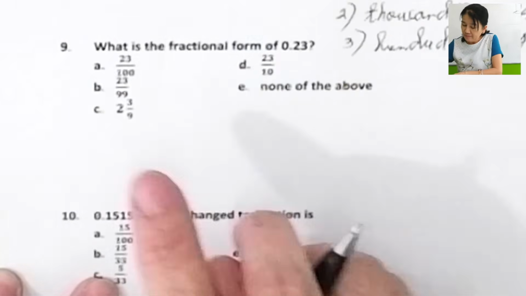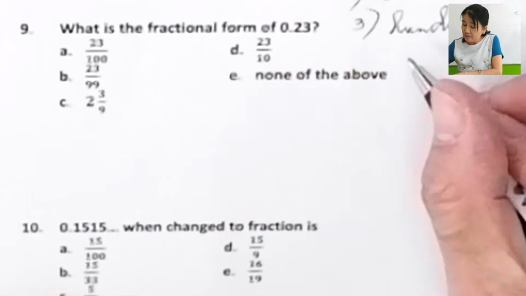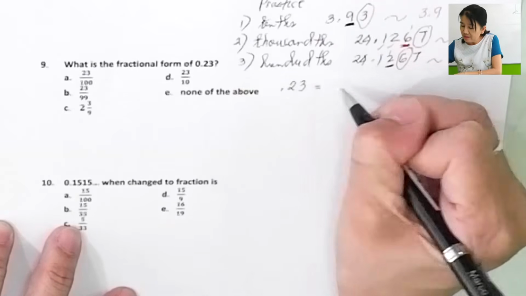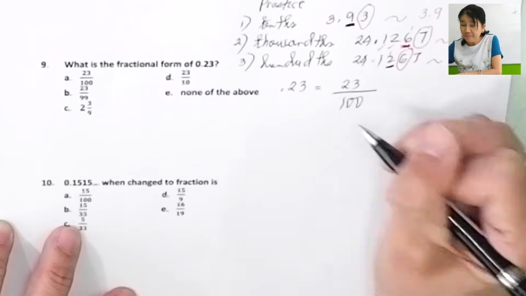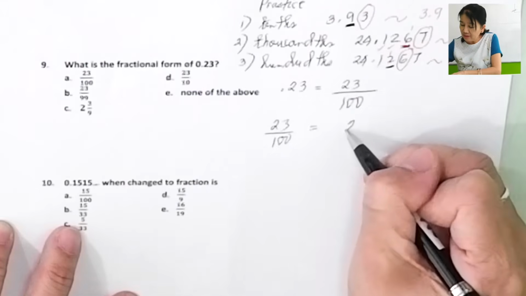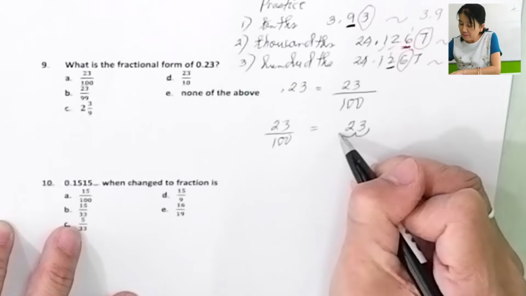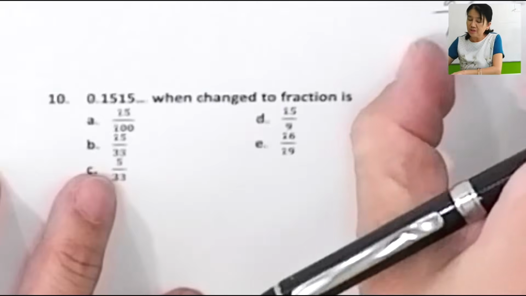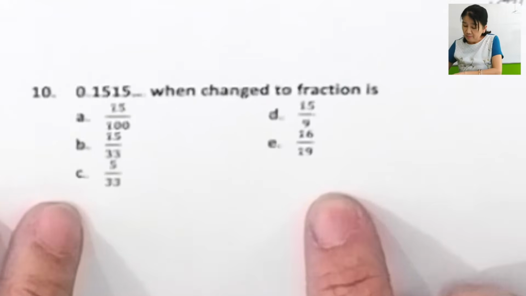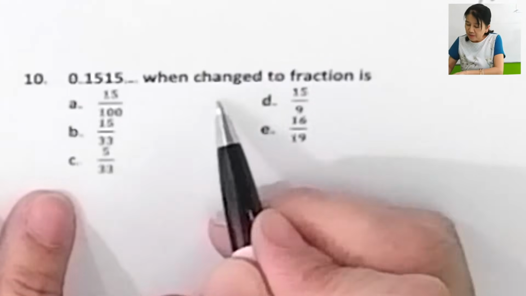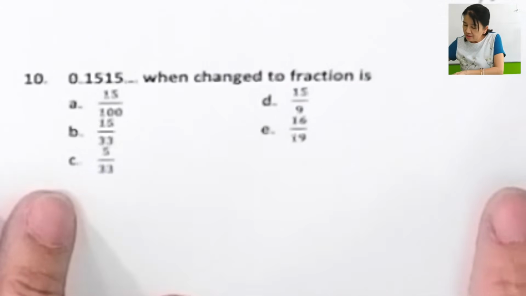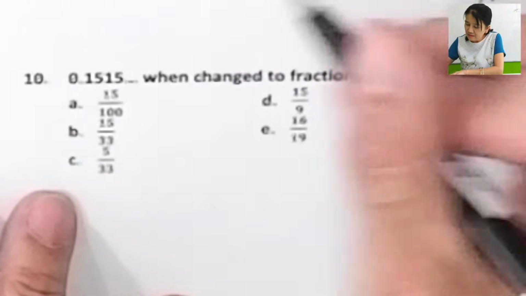Problem number 9. What is the fractional form of 0.23? So that's simply 23 over 100. Remember a while ago when we have 23 over 100, you copy 23 and then move the decimal point 2 places to the left. So it was just the reverse of the previous problem. Problem number 10. So our answer here, go back to number 9, is letter A.